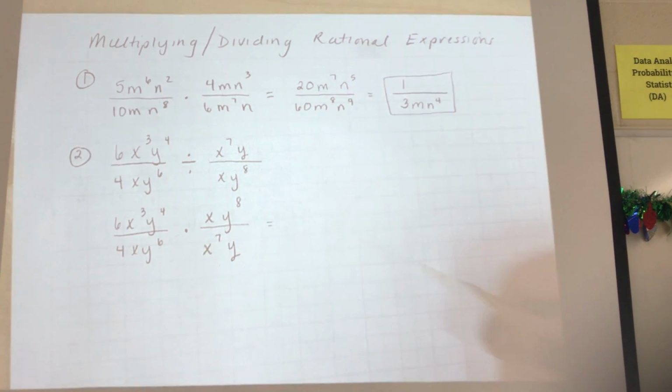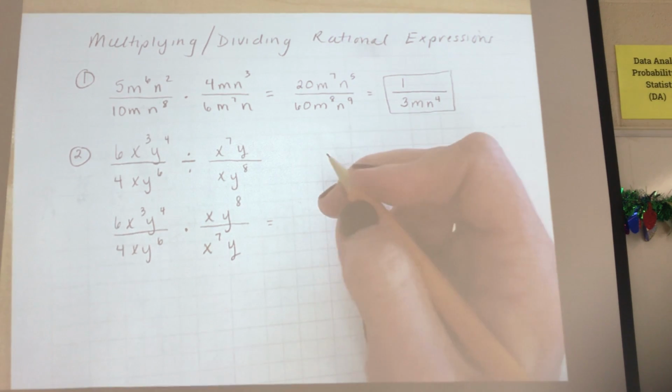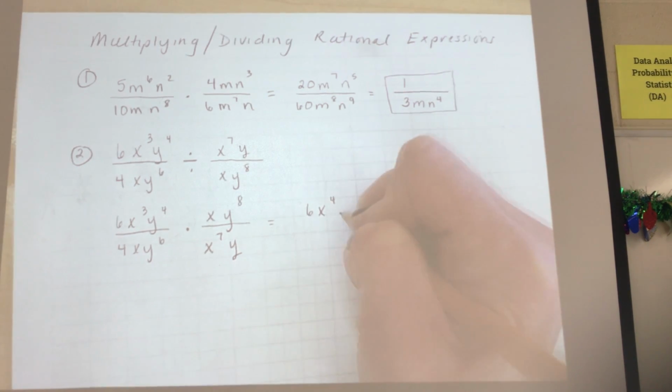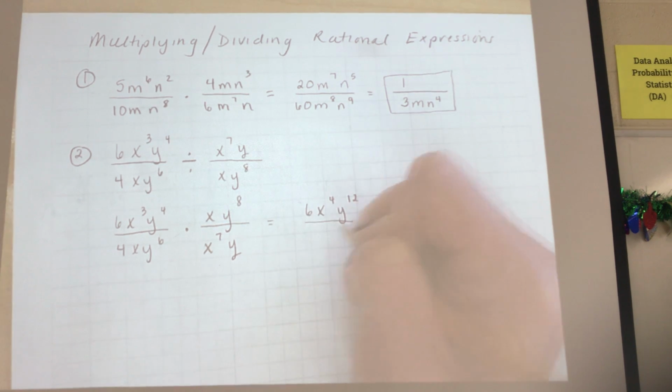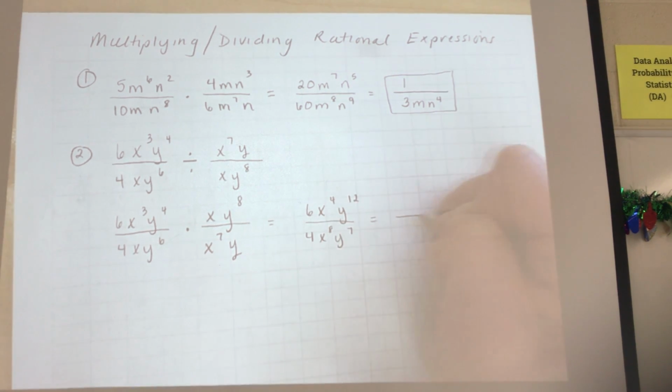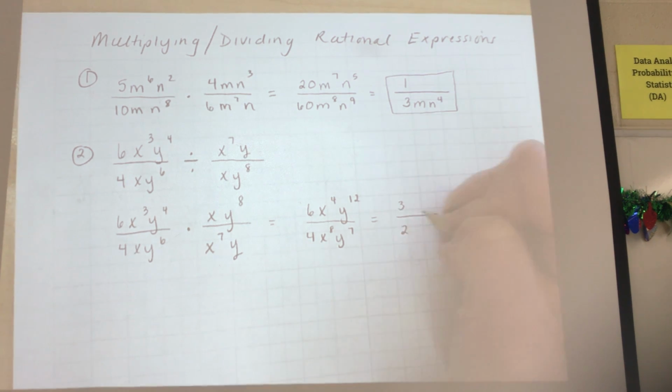And now, just like the first problem, you can simplify first. I'm going to multiply across first. So I have 6, x to the 4th, y to the 12th, over 4, x to the 8th, y to the 7th, and I will now simplify my answer. And this guy is done.